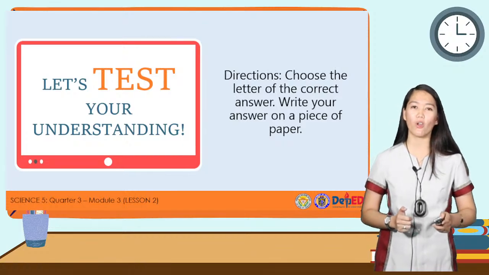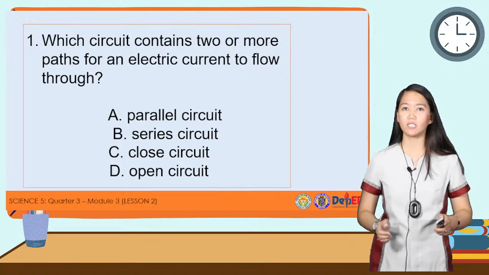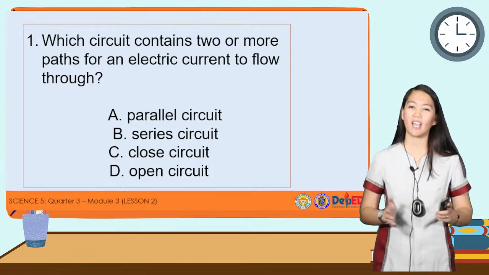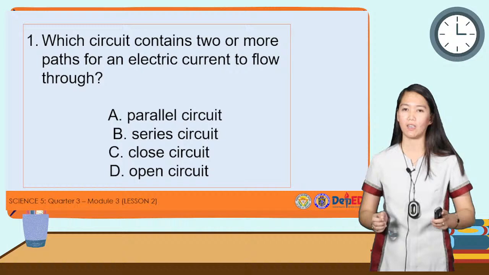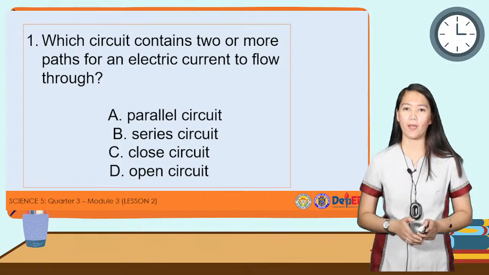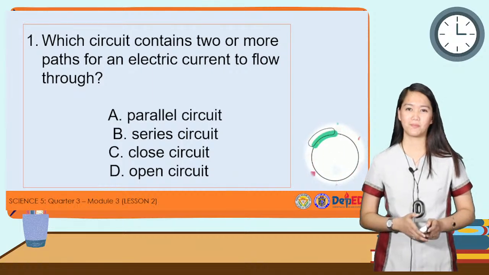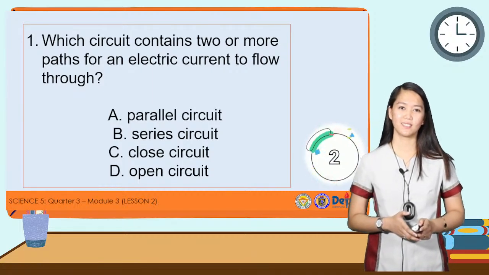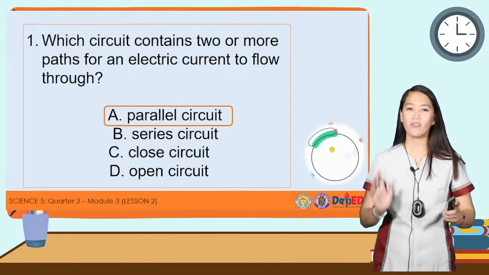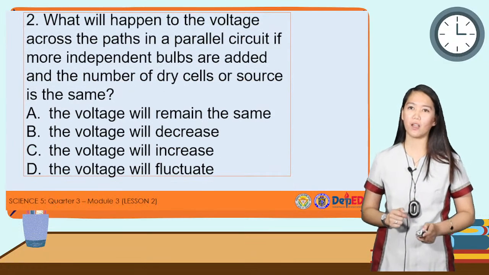Okay, so I think you are all ready. Number 1. Which circuit contains 2 or more paths for an electric current to flow through? Is it letter A, parallel circuit, B, series circuit, C, closed circuit, or D, open circuit? Your time starts now. Okay, so the correct answer is letter A, parallel circuit.